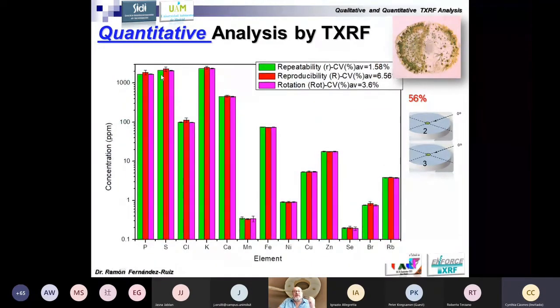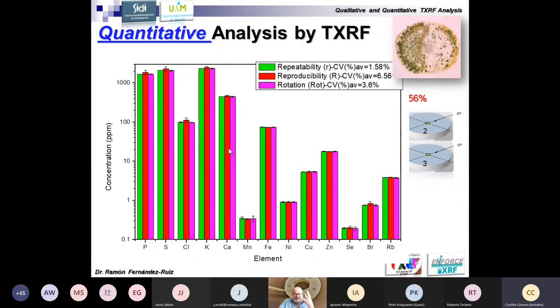From the quantitative point of view, you can see in this representation that for all the elements evaluated, there is no significant difference for each one of the evaluations. Nominal values are the same within the error bars, as you can see.